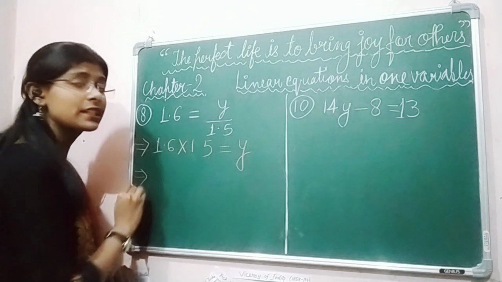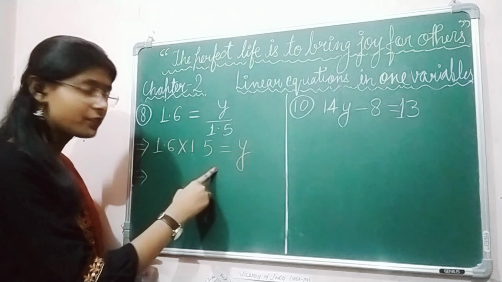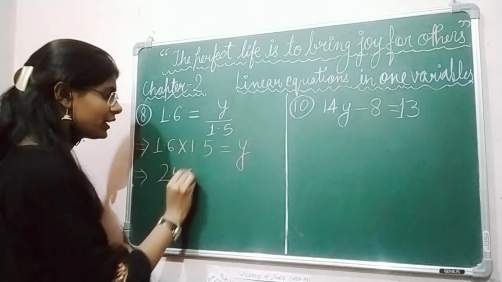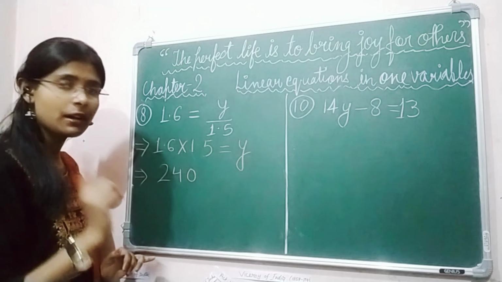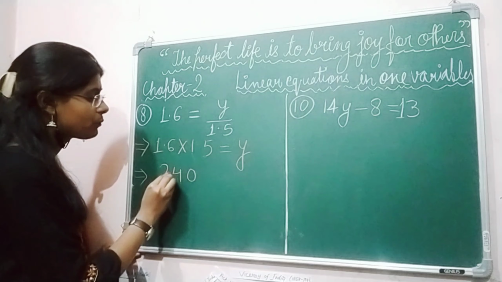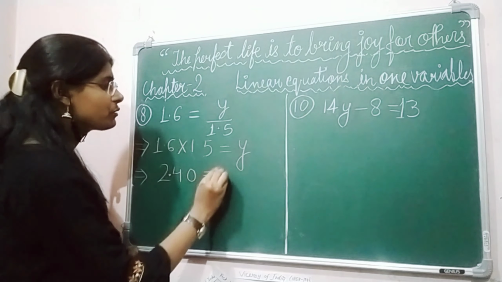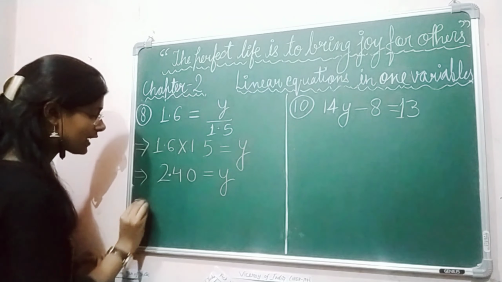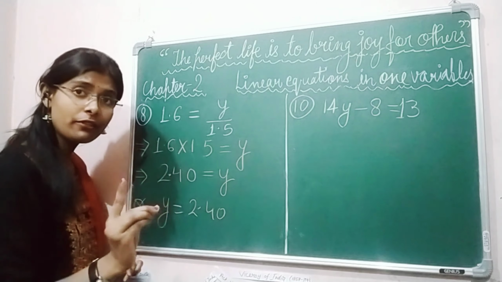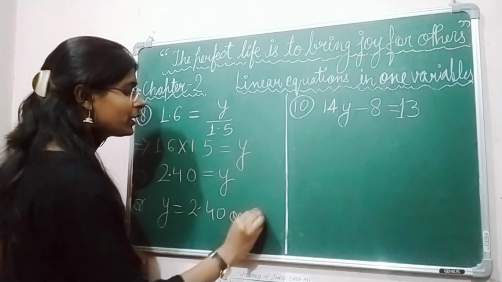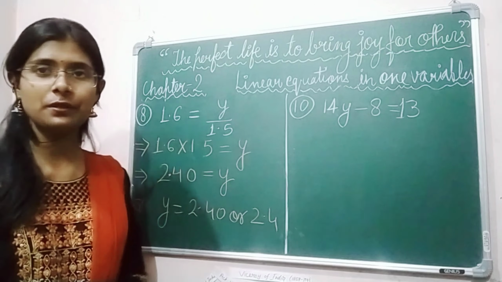And how will you multiply it? Don't get confused. Just multiply 16 by 15. You would get 240. And because in 1.6 and 1.5 there are two numbers after the point, we will be putting the point here, 1, 2 at this place, and it is equal to y. We can also write it as y is equal to 2.40, or if you are writing 2.4, there is no difference. Both the answers would be considered correct.